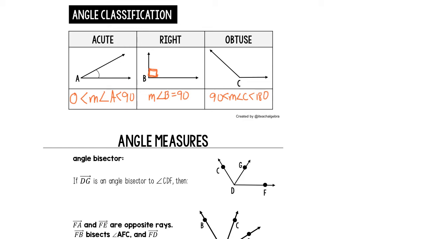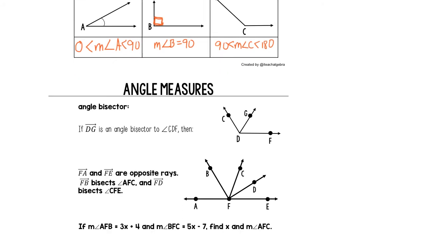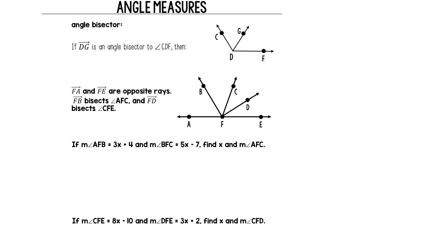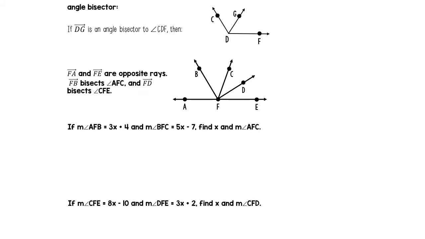Flip it on over. We'll learn some more goodies about angle measures. There's an angle bisector here at the top. And I'm going to use some words to define it here.